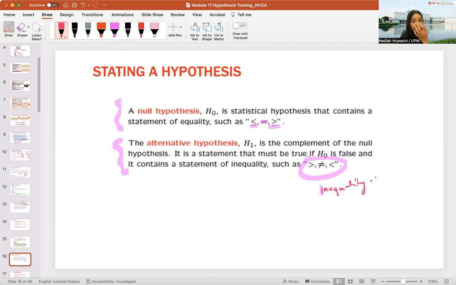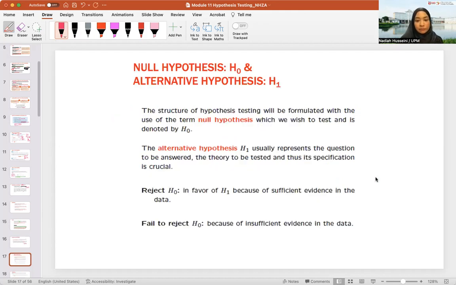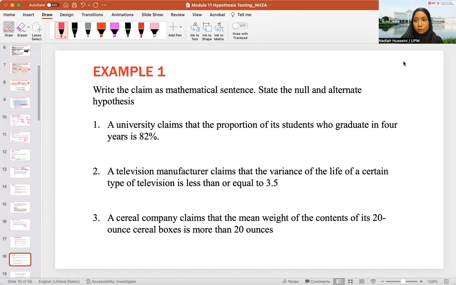Okay, so it's always going to be inequality. So this is one way of approaching your hypothesis testing, is with the signs. I want to go over some examples and then we can try to form the hypothesis together. Write the claim as a mathematical sentence, state the null and alternate hypothesis, also a possible question in the exam.